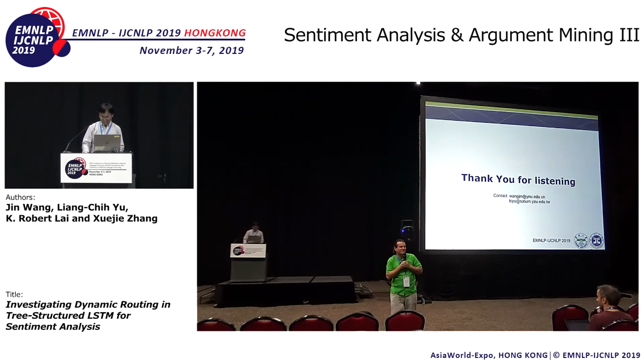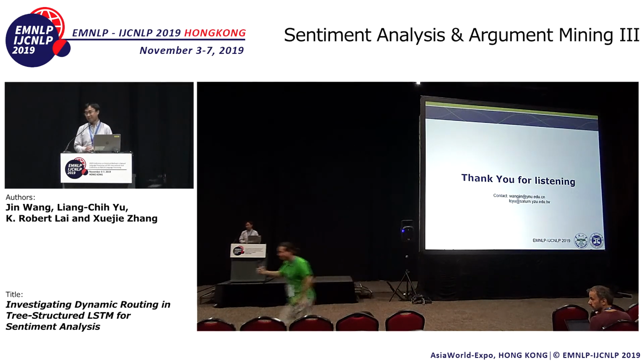Can you comment on the number of iterations in your dynamic routing and the performance? For both SST and EMO-Bank, our best number of iterations is 3. We use a grid search process to decide the best iterations. So far it is 3.